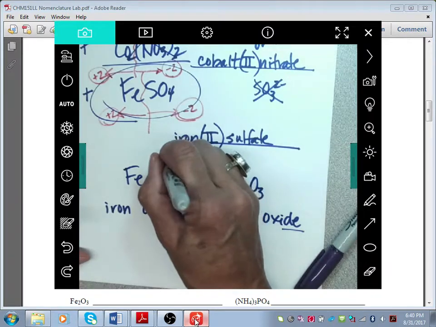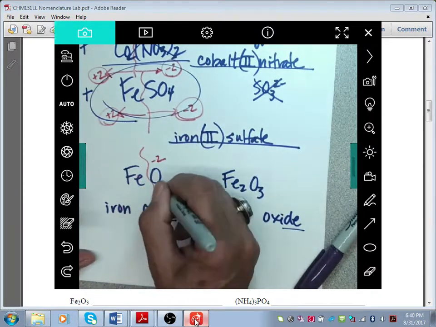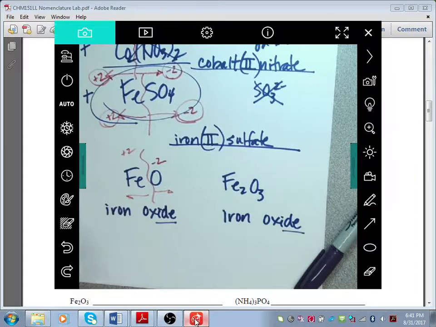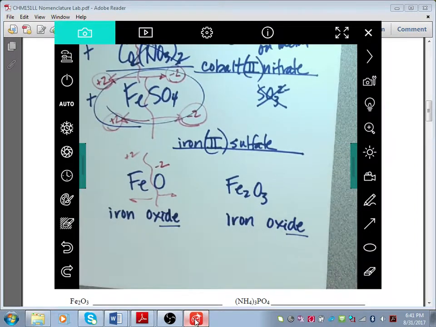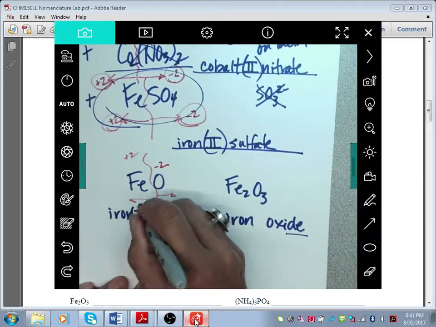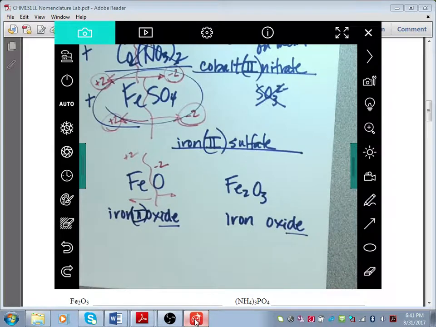Oxygen's minus 2, right? So that means that half of the molecule is minus 2. This half has to be plus 2. There's only one iron, right? So that one iron must have a 2 charge associated with it.